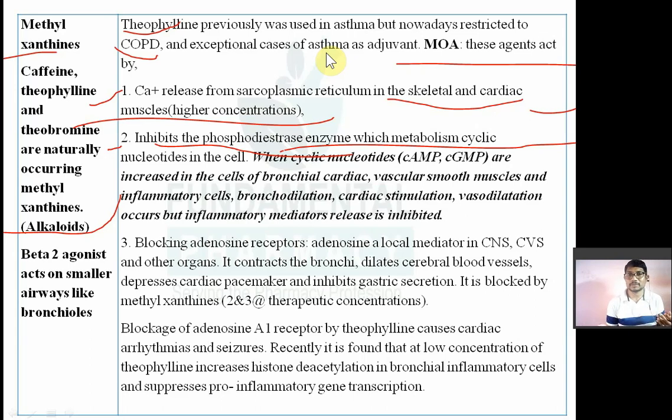Its metabolism is done by phosphodiesterase, but theophylline inhibits this enzyme phosphodiesterase, and that's why there is an increase in the concentration of cyclic AMP and GMP in the cells. Okay? So when cyclic nucleotides like cyclic AMP and cyclic GMP are increased in the cells of bronchi or cardiac or vascular smooth muscle cells, it causes bronchodilation, then cardiac stimulation and vasodilation.